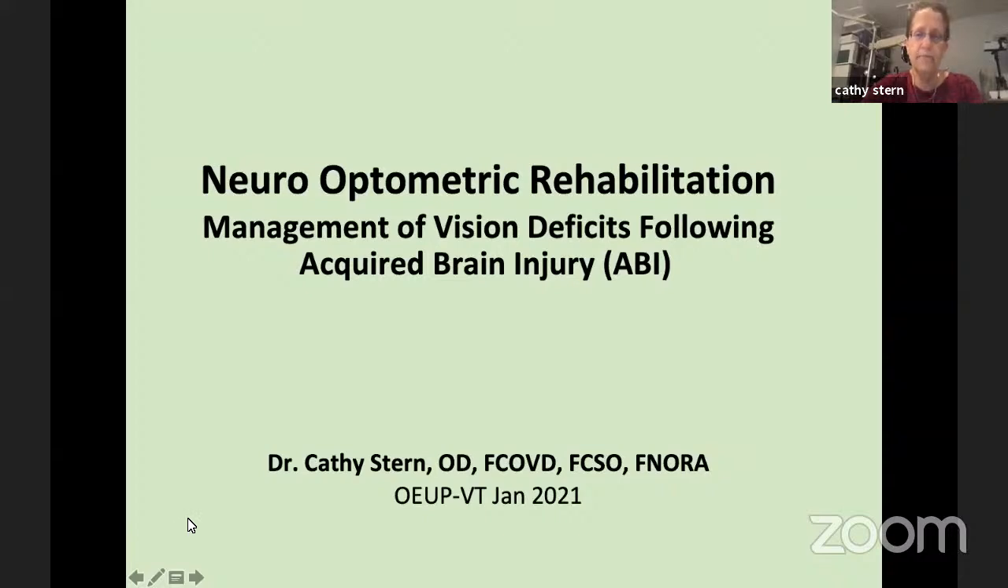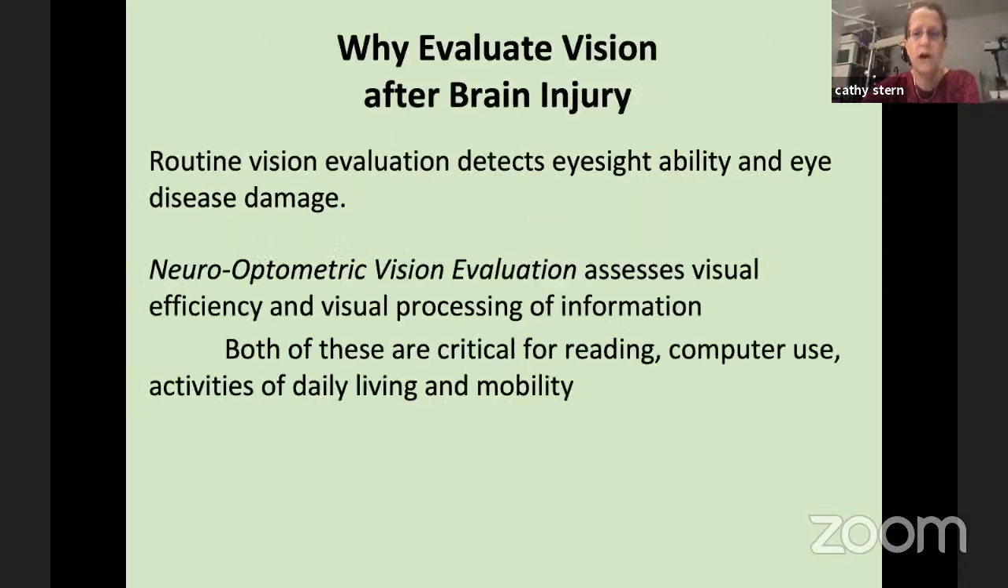And then the other is there are a few slides that may seem a little bit simple, but I did it because I find them very helpful when I'm thinking about how to talk to other optometrists and other doctors and even to patients about how we can be helpful with brain injury. And I thought you might appreciate having them. So why should we evaluate someone after brain injury?